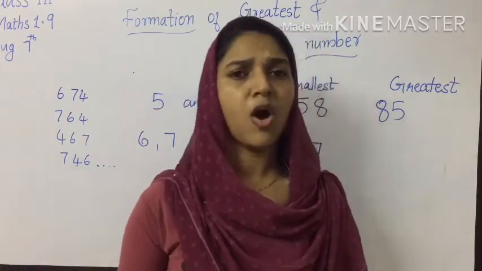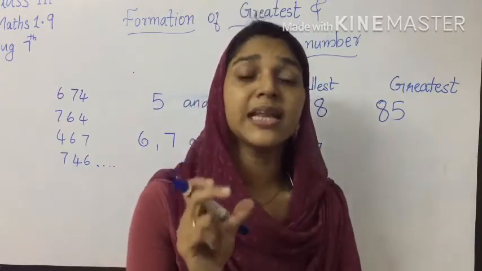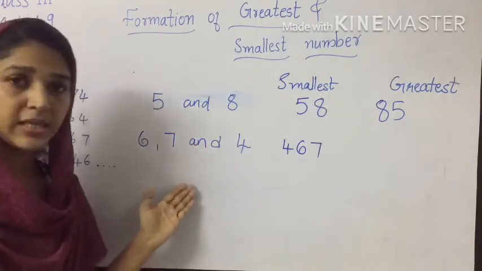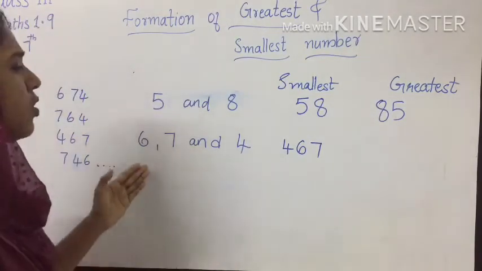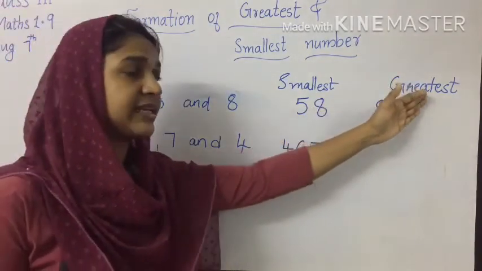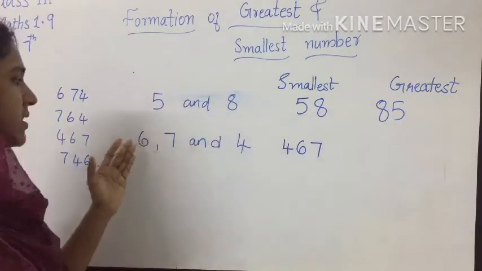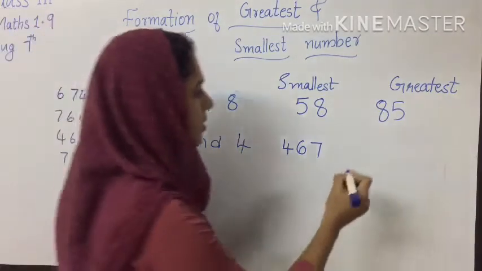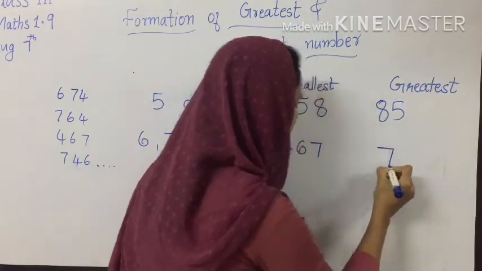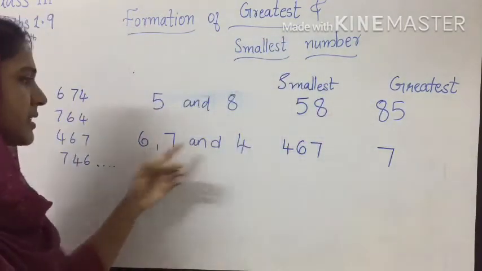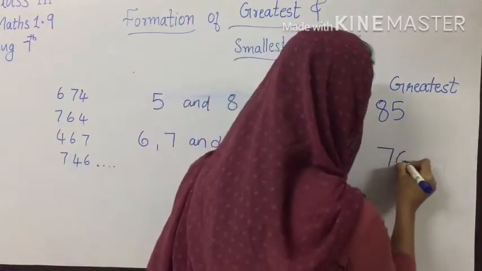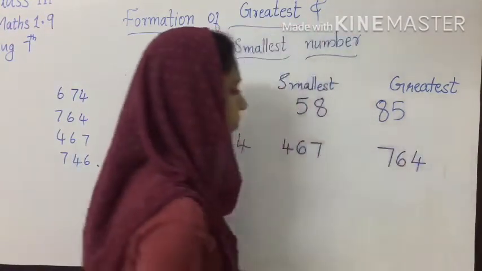The greatest number will always start with the greatest digit. So 6, 7 and 4 is here, right? So we have to start the greatest number with the greatest digit. 6, 7, 4. Which one is the greatest digit? It is 7. So we have to write 7 first. Then 6 and 4. Which one is the greatest among these? 6. And last one, 4.